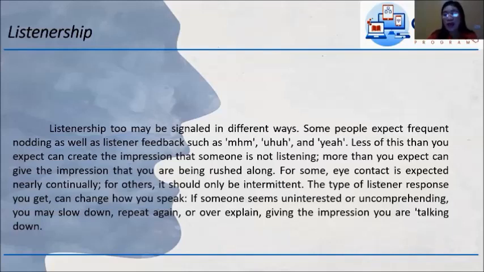For some, eye contact is expected nearly continually. For others, it should only be intermittent. Now, the type of listener response you get can change how you speak. If someone seems uninterested or uncomprehending, you may slow down, you may repeat it again, or over explain, giving the impression you are talking down.